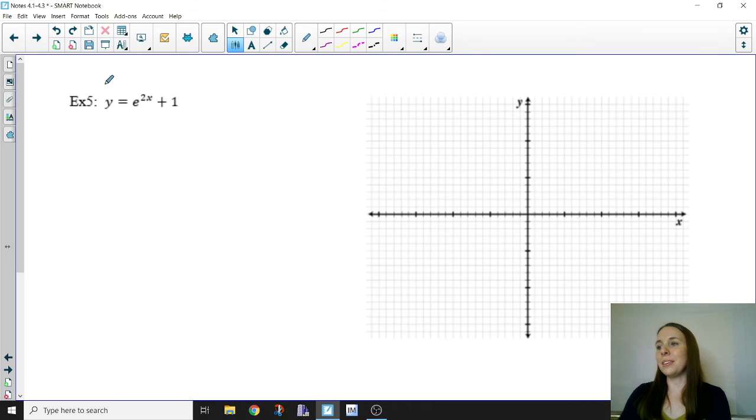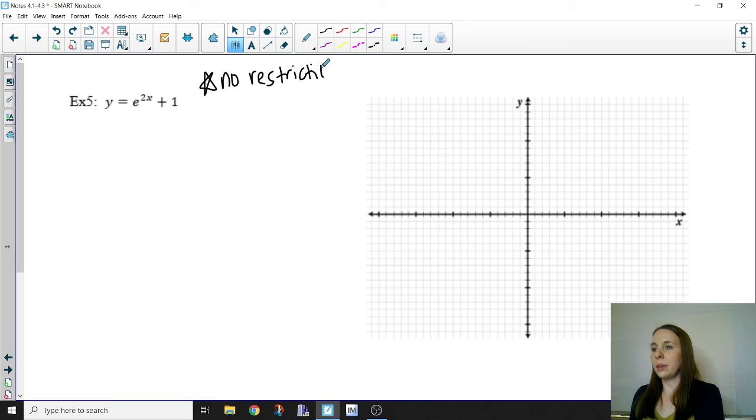Let's review everything you need to know one more time, this time with a fun exponential function. Okay. Again, we're going to finish here with a function that has no restrictions. Yay. There's no restrictions on the domain of e to the 2x plus 1.